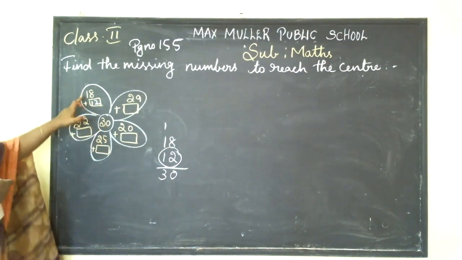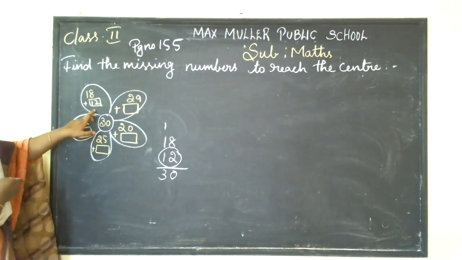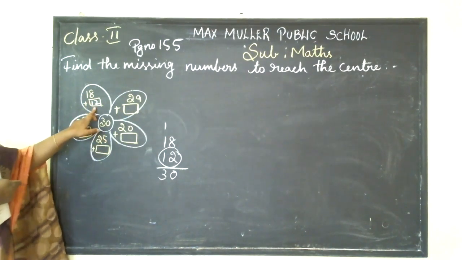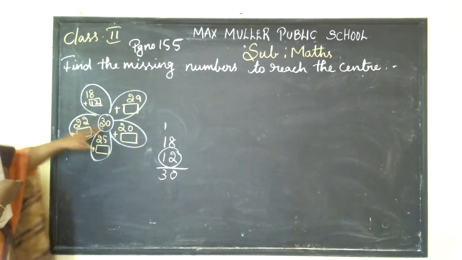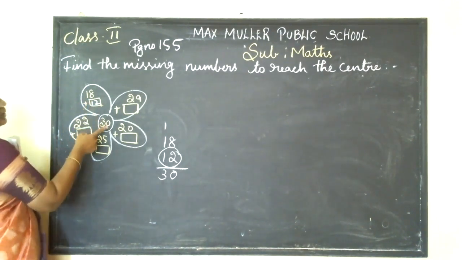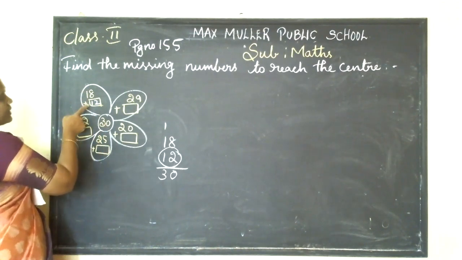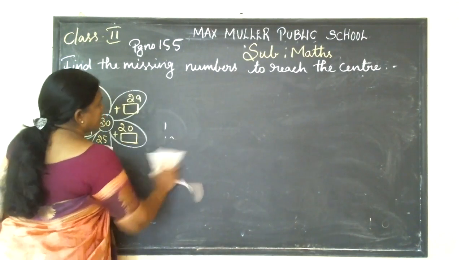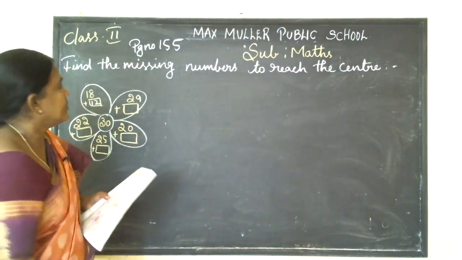Understood, children? 18 is here. An empty box is there. You want to reach 30, so how much do you want to add? 12. So if you add 12, you will reach 30. 8 plus 2, 10. 0, 1. 1 plus 1, 2, 3. 30. Like that you want to do the missing number. Find the missing numbers. Understood, children?